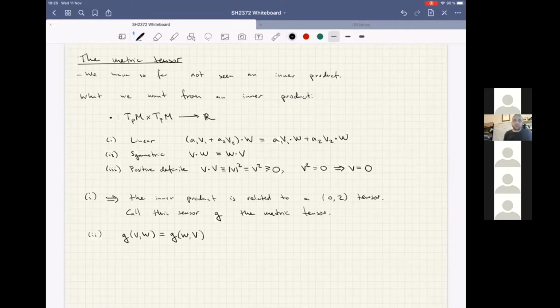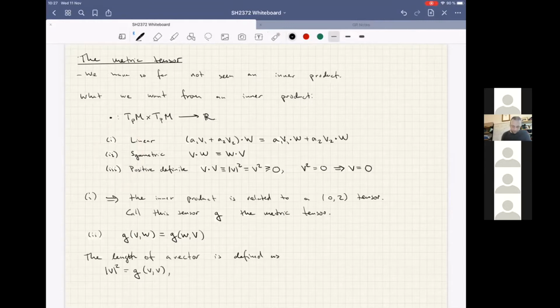Now we can also already start discussing the geometry here in terms of angles and lengths. And so if we have a metric that is some 0-2 tensor that satisfies all of these conditions, then the length of a vector is defined as having the length squared of the vector, that's given by the metric with the vector put in both arguments.